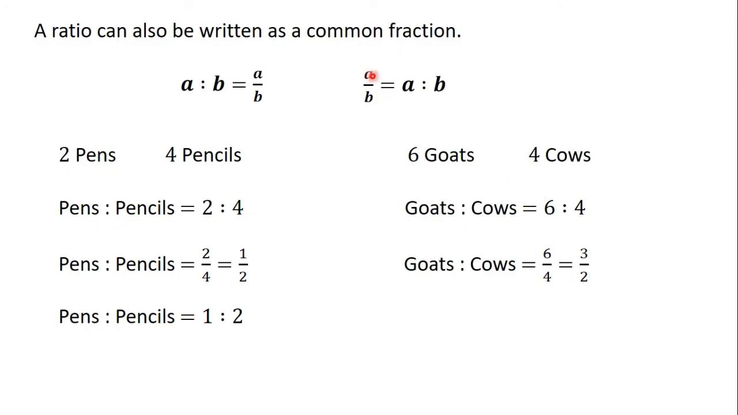As we have seen here, A divided by B can also be written as A is to B. So 3 divided by 2 can be written as 3:2. It means that the ratio of goats to cows can be simplified as 3:2. Let's learn another thing about ratios.